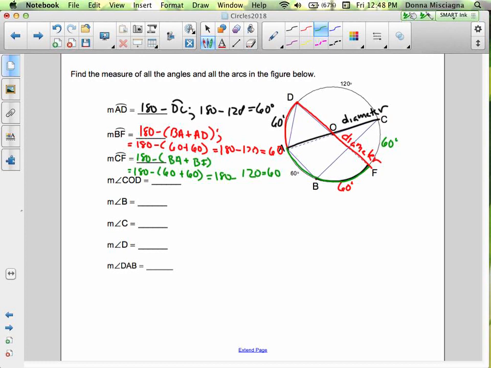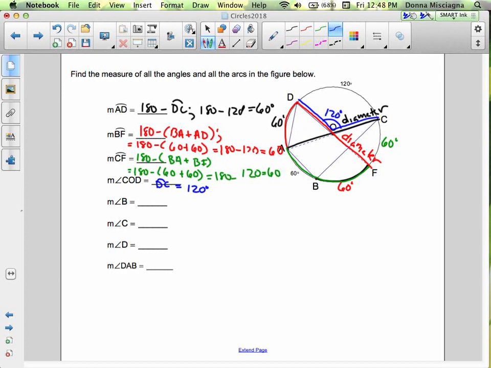All right, the measure of angle COD. That is a central angle. And if you follow it out, you can see its arc right there. There's the angle. Its arc is DC. So this is equal to arc DC, which means that this is 120 degrees. So we can write that down here, 120 degrees.